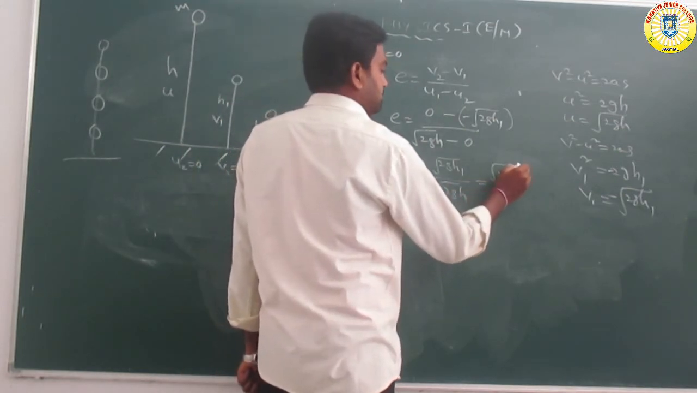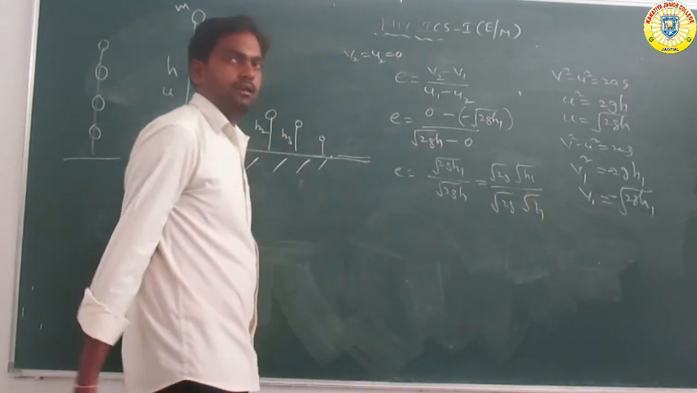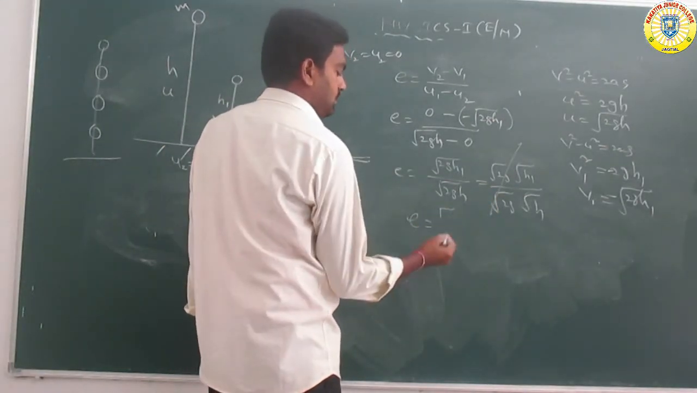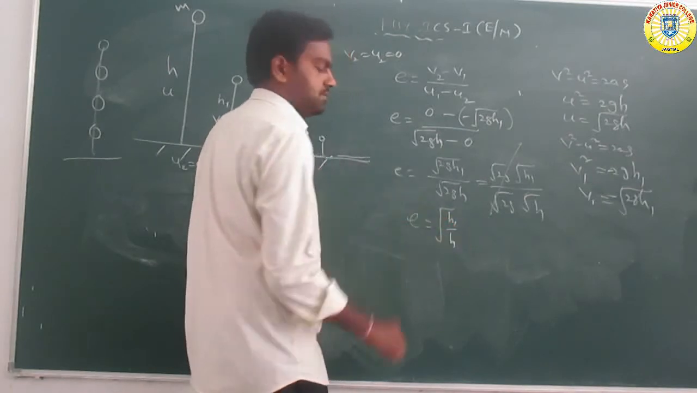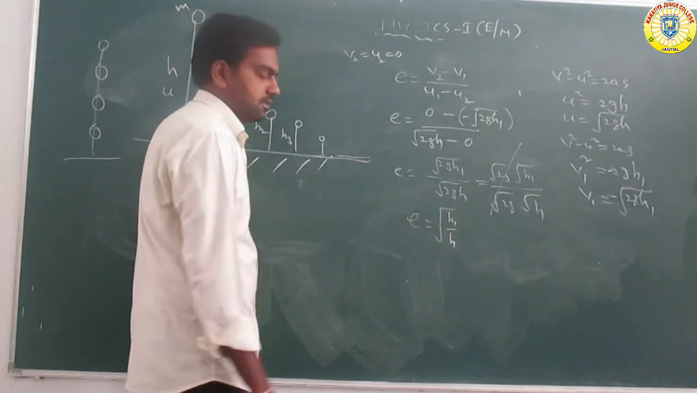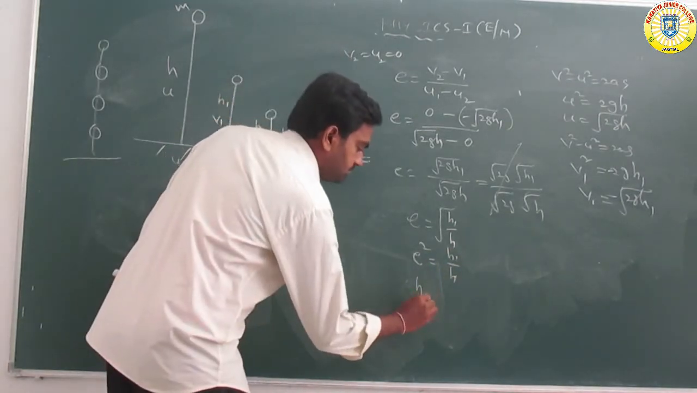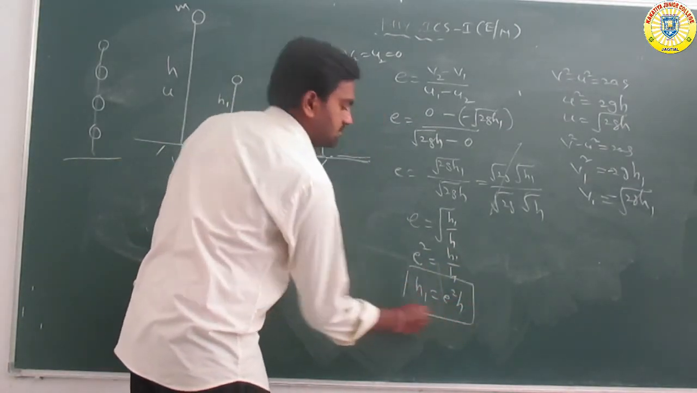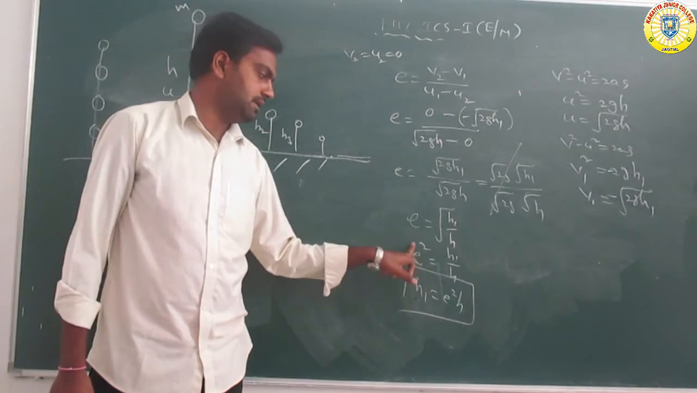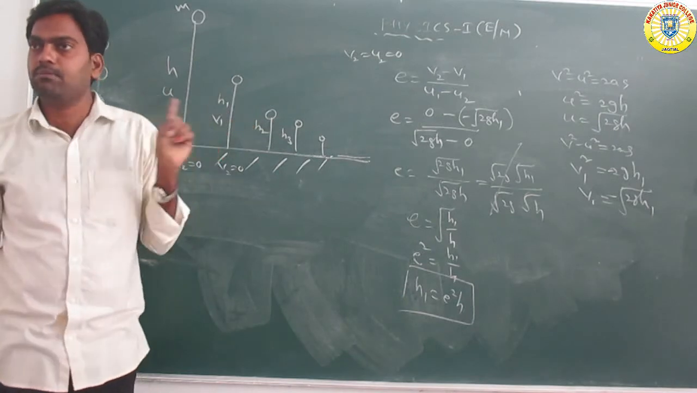So under root of 2g under root of h1 by under root of 2g under root of h. In the division, the roots cancel. So the remaining equation is E equal to under root of h1 by h. Squaring both sides, E square is equal to h1 by h. So h1 is equal to E square into h. This is the height attained after the first rebound.